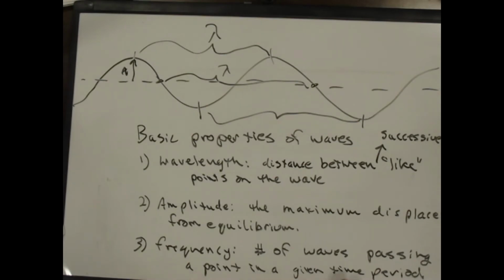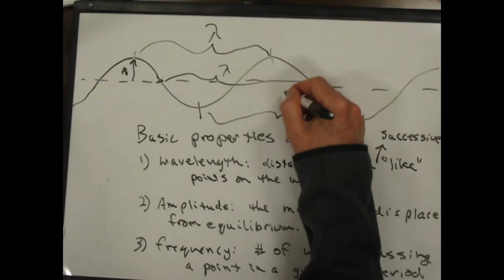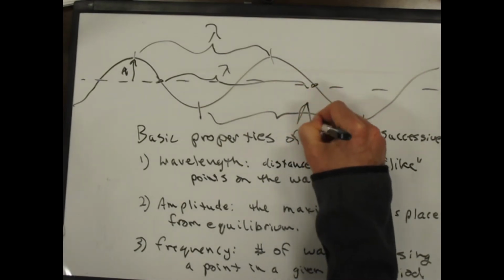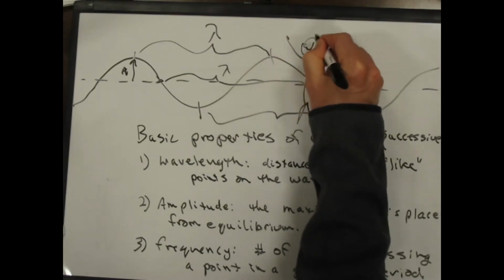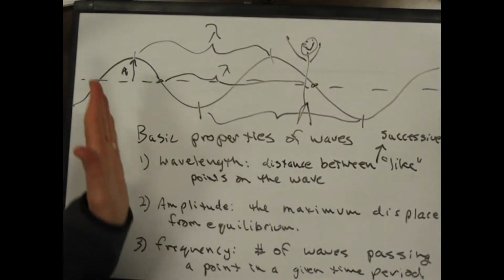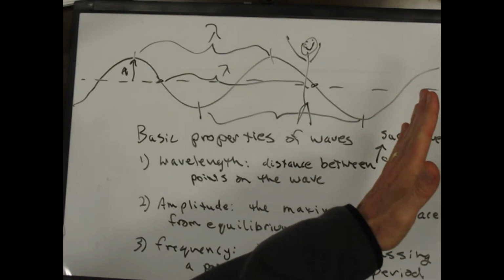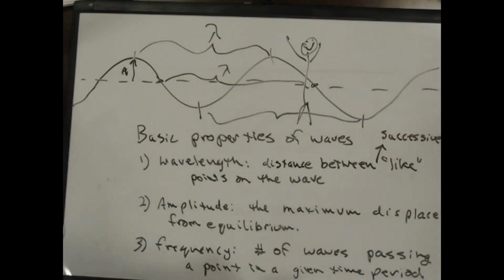So the frequency is the number of waves passing a given point in a given time period. If you can imagine this is a water wave, and I'm standing here, happy to be in the ocean, if 2 waves go by me per second, then the frequency is 2 per second, or 2 hertz.